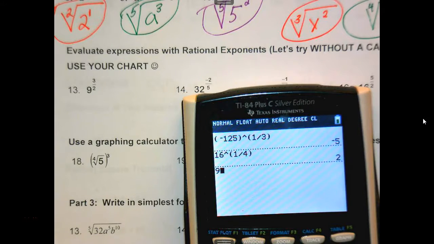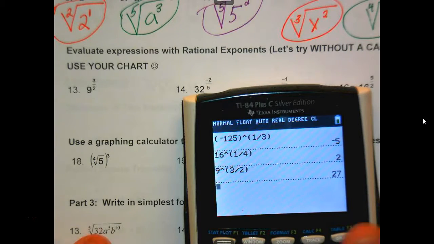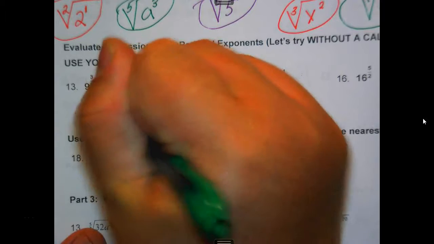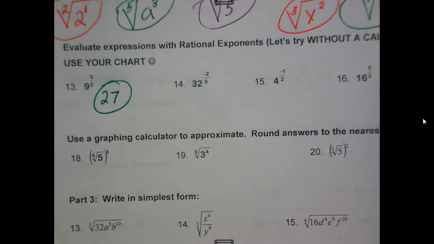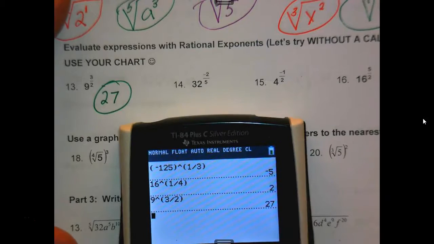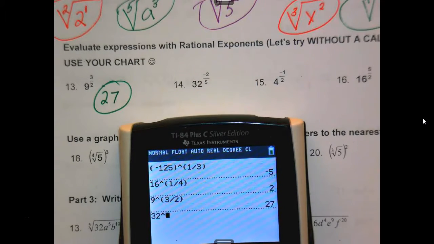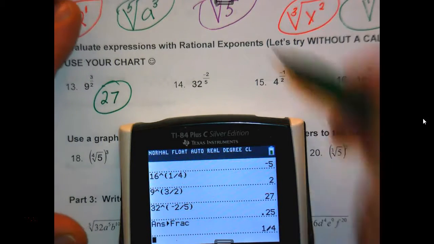We've got 9 raised to the 3 divided by 2. I bet you get 3. Ooh, 27. I was off. How about 32 to the negative 2/5? These numbers are too big for my brain. 32 raised to the negative 2/5. 0.25, I get a decimal. Let's put it in a fraction. Math, enter, enter. 1/4.